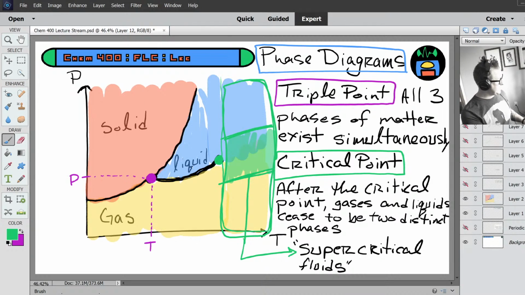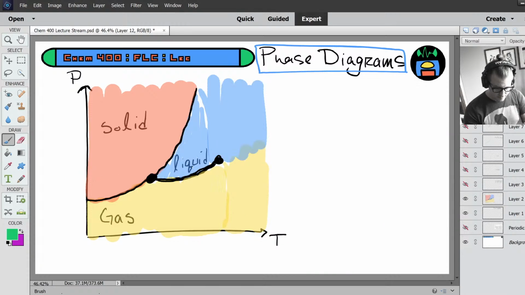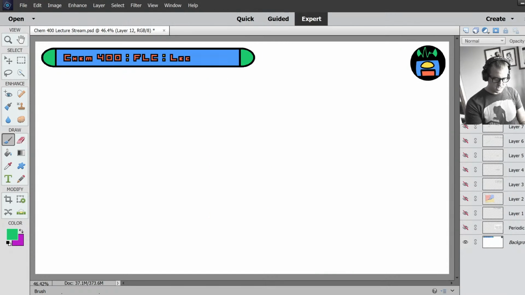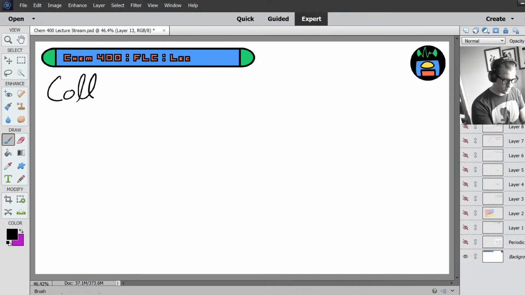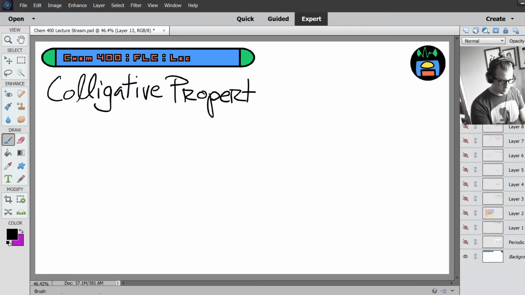All right, and that is the end of chapter 11, and now we are going to talk about the last thing we're going to discuss this semester, which is the topic of colligative properties. All right, colligative properties.